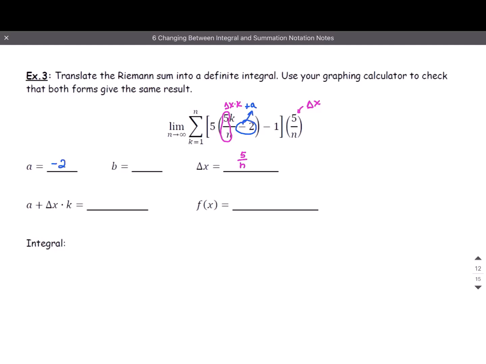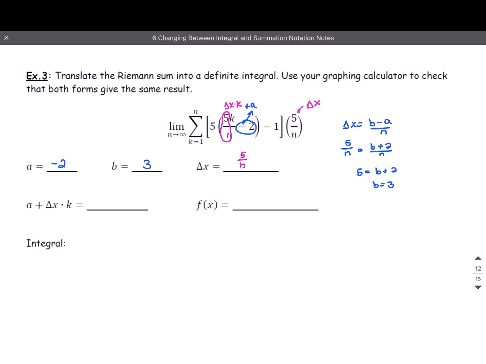So let's take a moment. Delta x equals b minus a over n. Delta x is 5 over n. So we need b minus, our a is a negative 2, so that's plus 2 over n. That means that 5 has to equal b plus 2, so b must be 3.